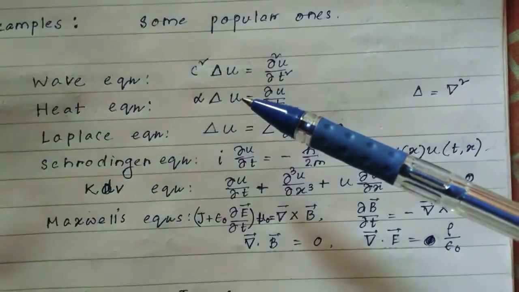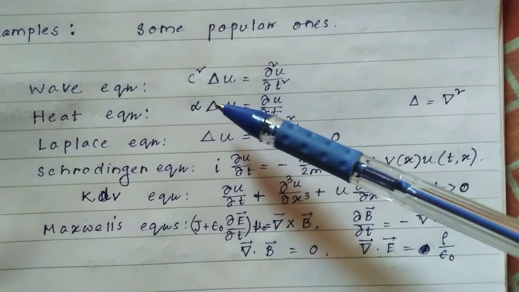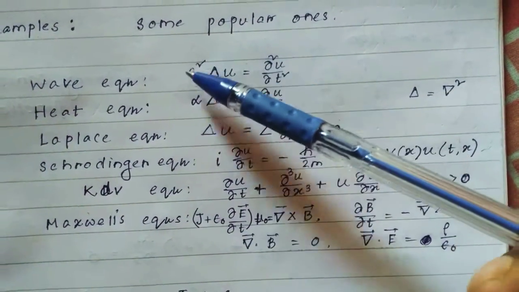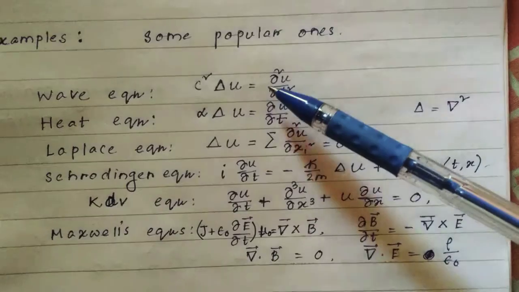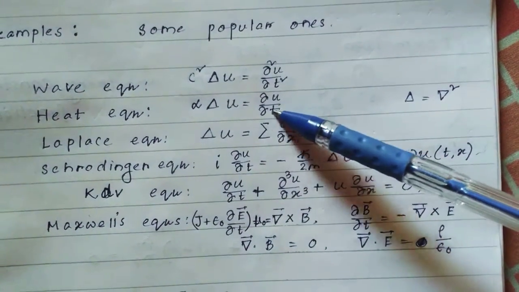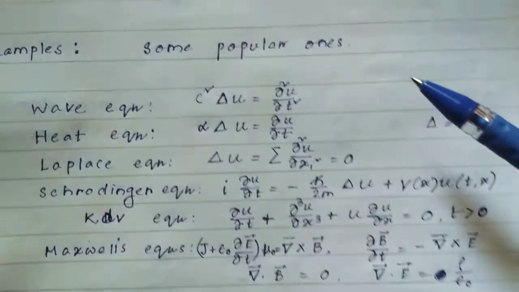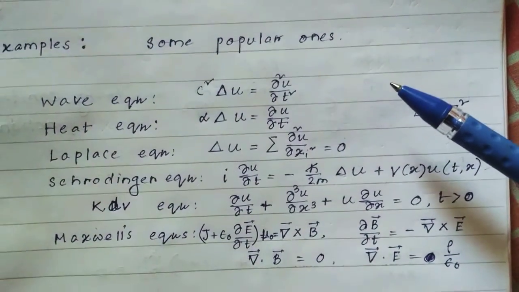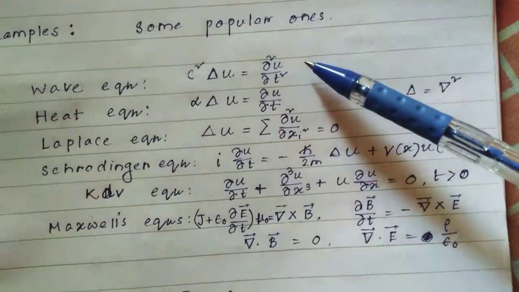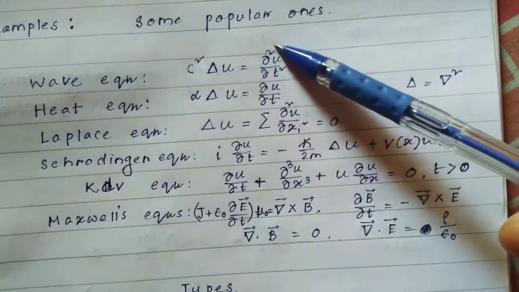The first one I have mentioned is the wave equation. You can clearly see the wave equation is like this: c squared times the Laplacian of u equals ∂²u/∂t², where this operator is the Laplacian. It indicates the propagation of a wave. It can be a water wave or a sound wave, anything. The propagation of any wave is depicted by this mathematical equation.